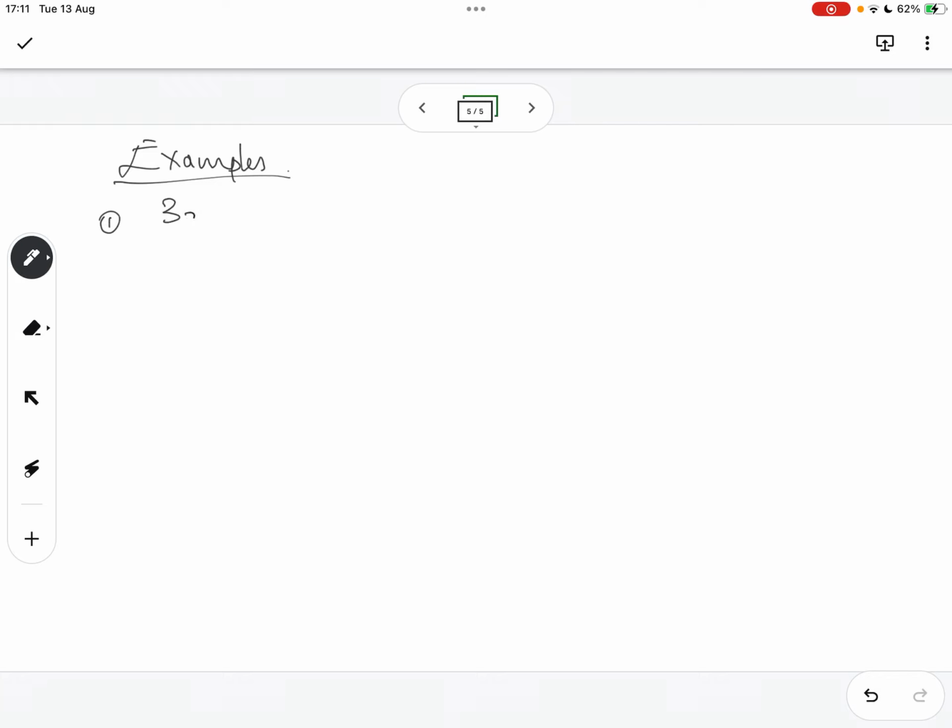Okay, so the first example is 3x times (2x squared plus 5) close bracket, minus 2x times (x squared minus 6). Okay, what do you think we'll have to do here? What do you think we can do here to start?